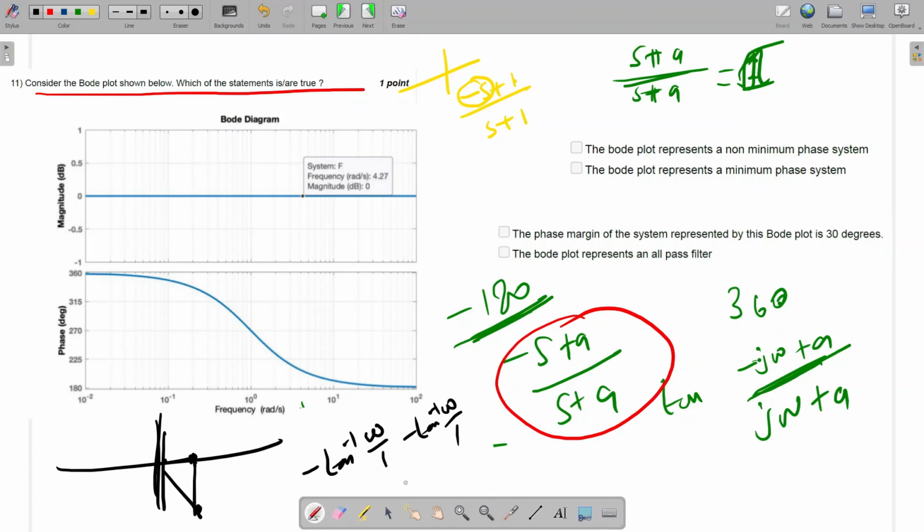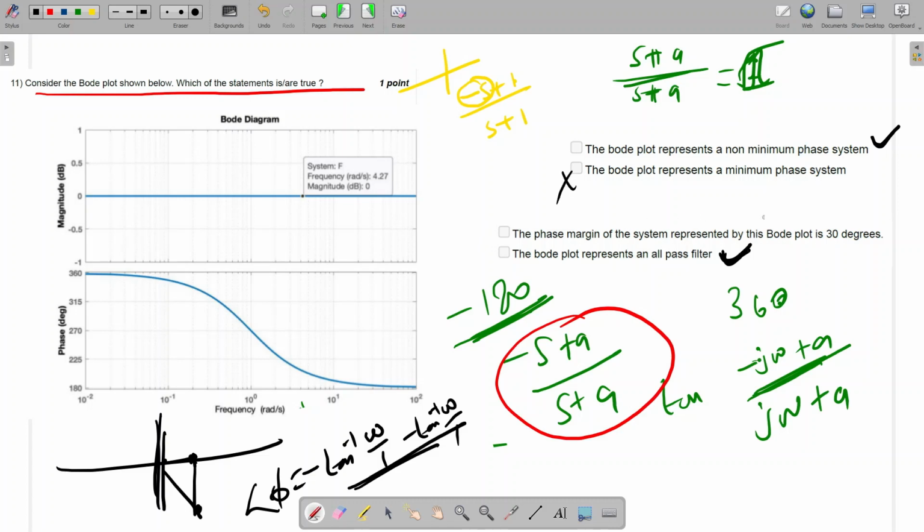So at omega equal to 0, it will be 0, correct? So 0 or 360, it is same. And at omega equal to infinity, it will be minus 180. So minus 180 or plus 180, it is same. Is it clear now? So that's why this option is correct, a non-minimum phase system. And this kind of system represents an all-pass filter. So these two options are correct, and these are not minimum phase systems.